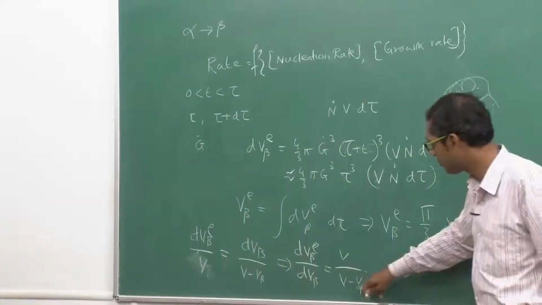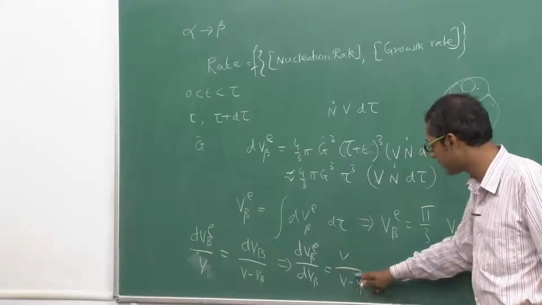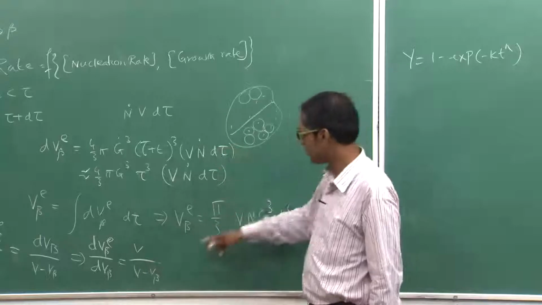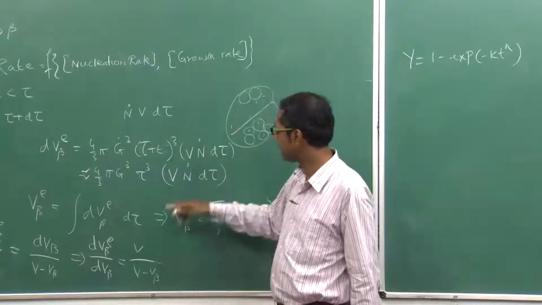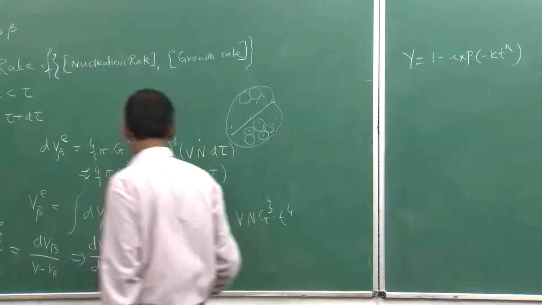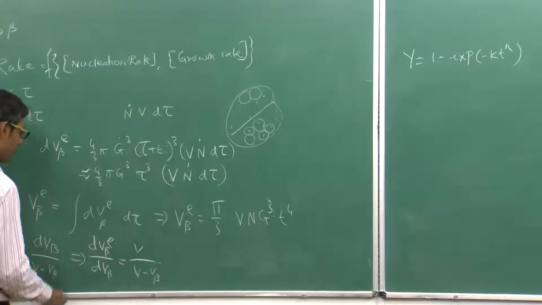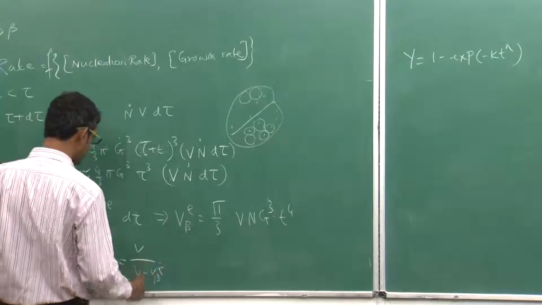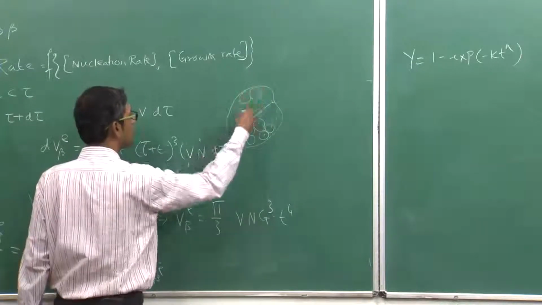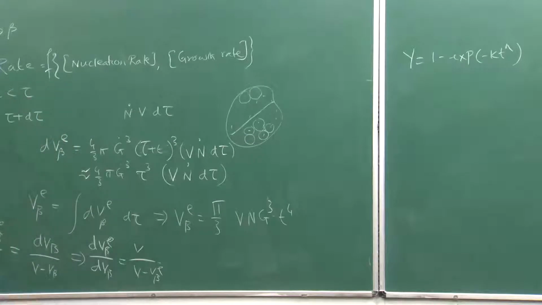So if you increase this V minus Vb, that means when Vb is very small, then this ratio will be equal to 1. Then the whole area is equally propitious to transform. But as the Vb is increasing, the chances of transforming these regions is lower than the regions which have stayed untransformed.